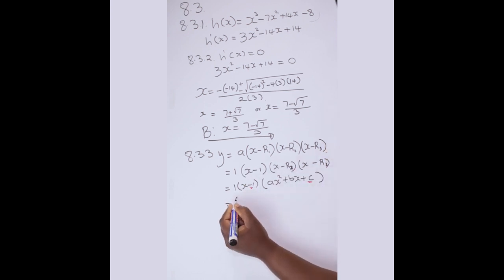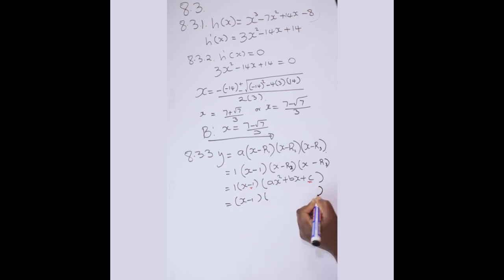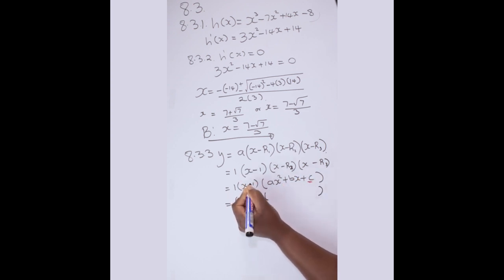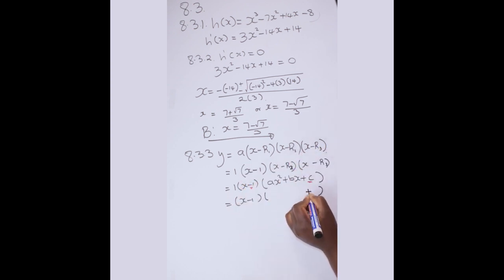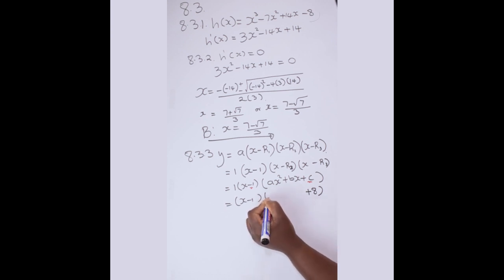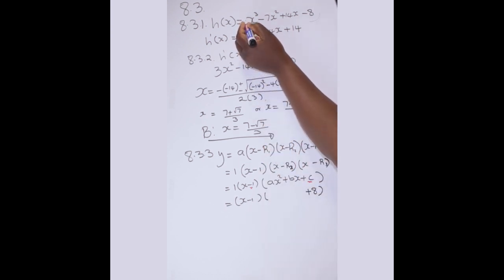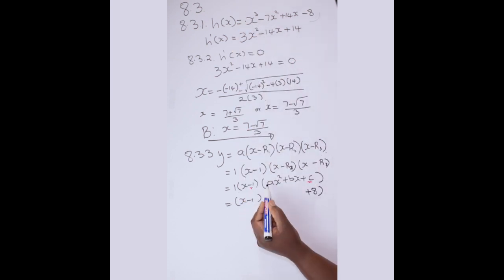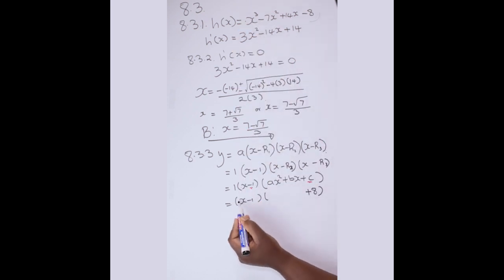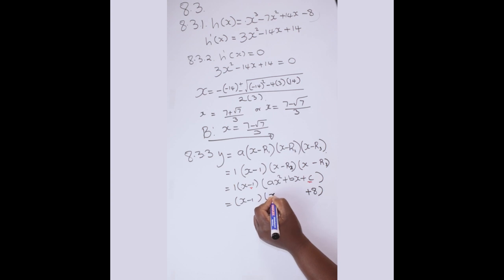So let's write this one. x minus 1 stays like that. And here you will have a number such that when you multiply it with negative 1, it will give you negative 8. And that number will be a positive 8. Okay. A is 1 as it's given here. So whatever you have here, you must multiply these two such that you'll get a 1. So this is just going to be x squared.